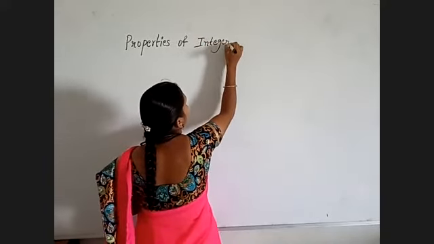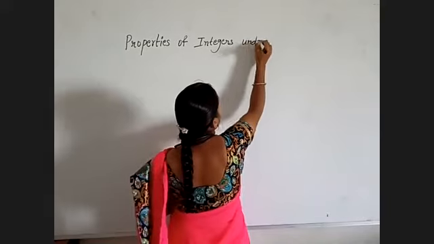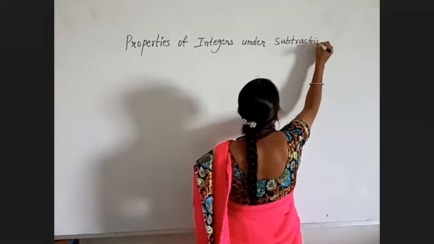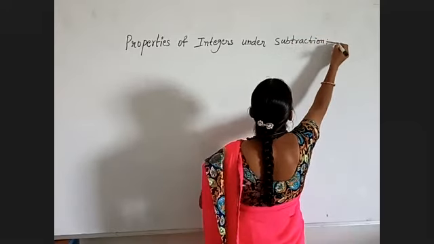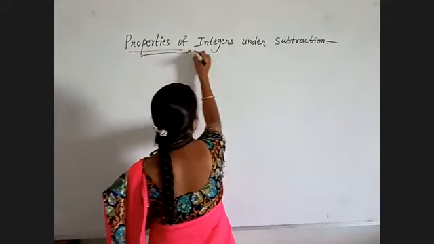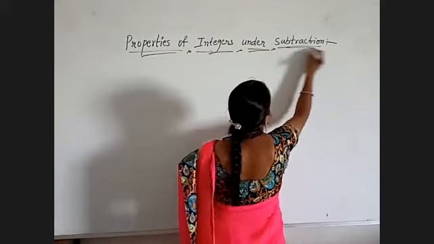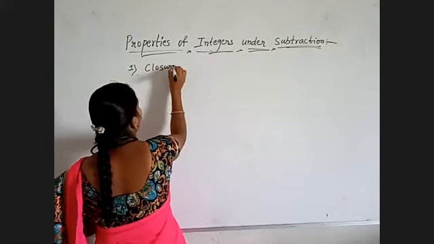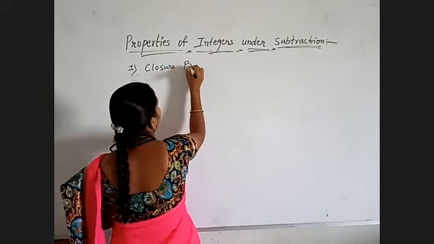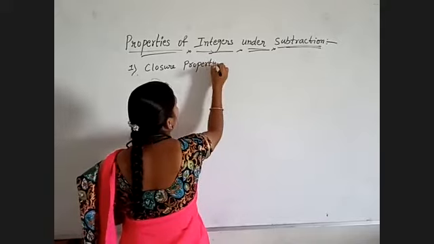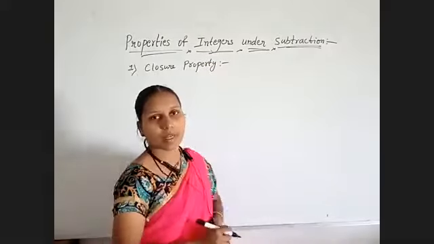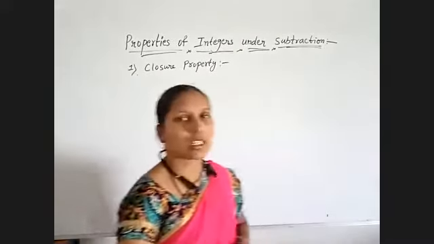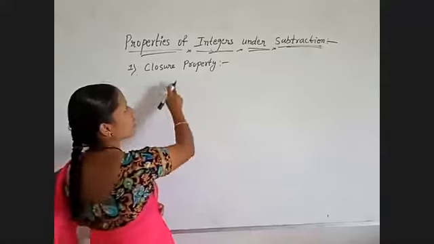Integers under subtraction. First property was closure property. Yesterday, whatever we have studied, all those properties we apply for subtraction also: closure property, commutative property, associative property, and all those things. So now just observe. I'm taking closure property first.